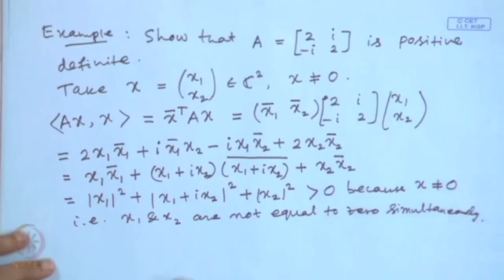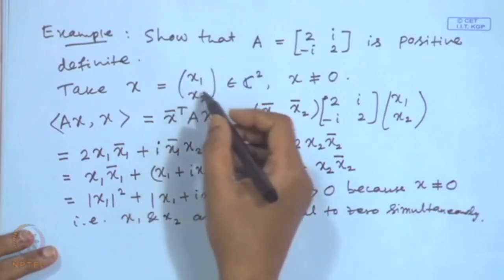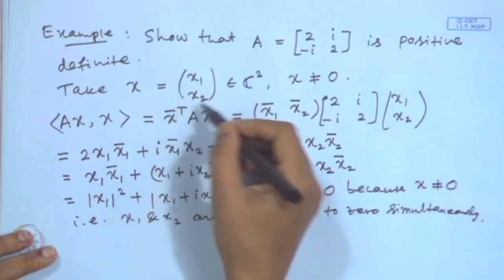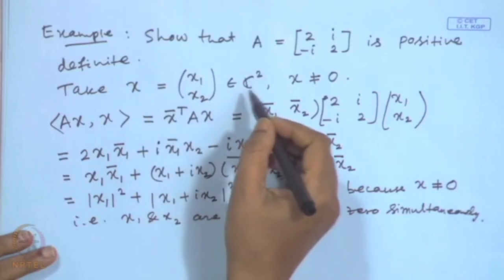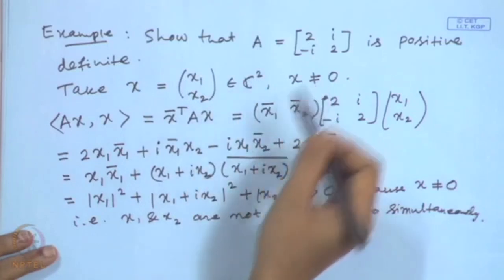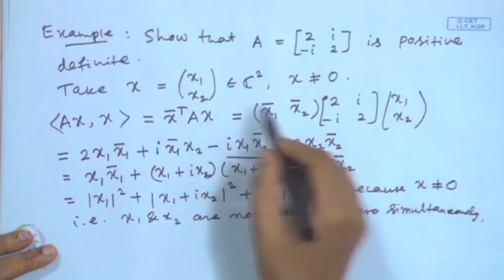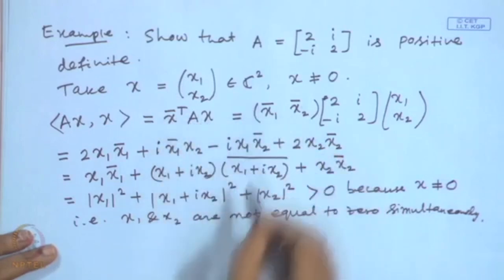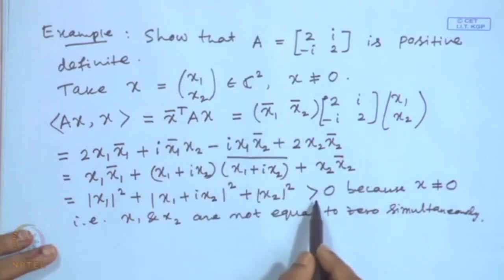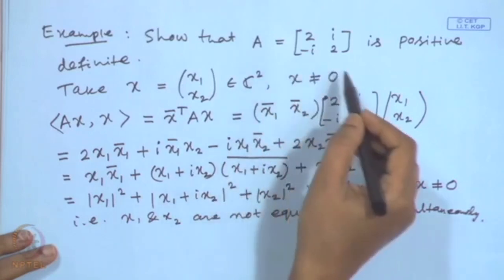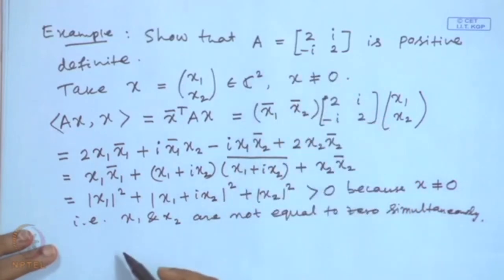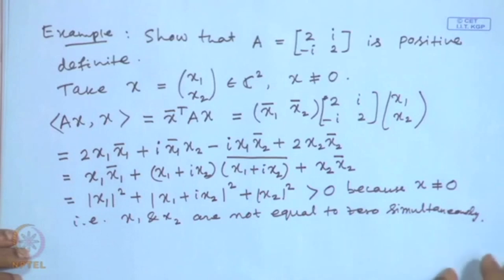So whatever may be the values of x1 and x2, or whatever this x is, which is of course non-zero, we can show that this quantity x bar transpose A x is always greater than 0. Therefore, this matrix A is a positive definite matrix. Similarly, one proves this for negative definite matrices or positive semi-definite matrices.